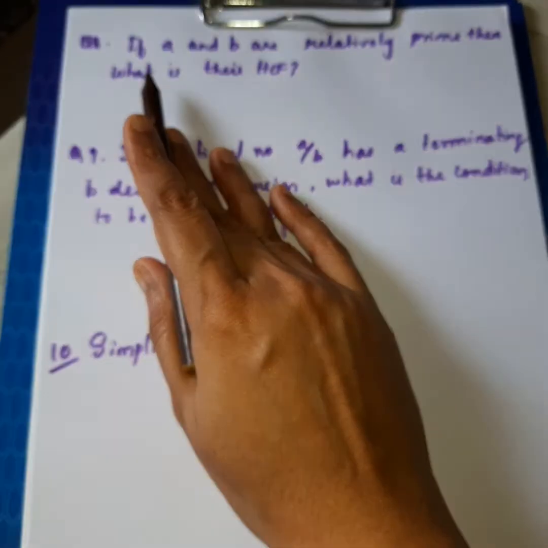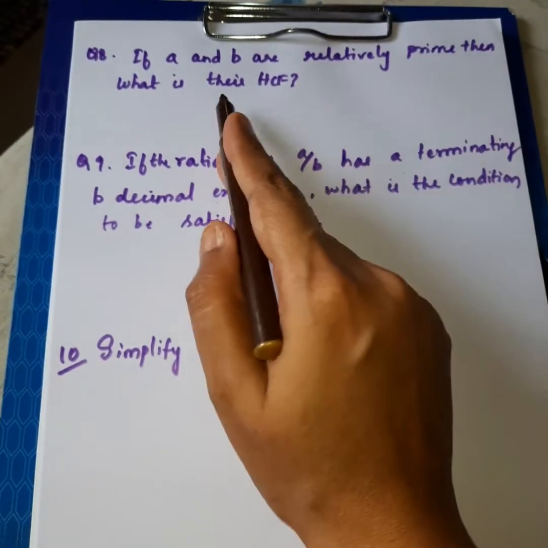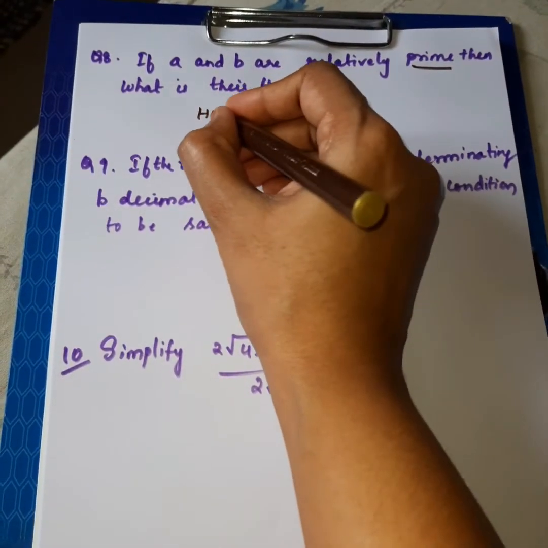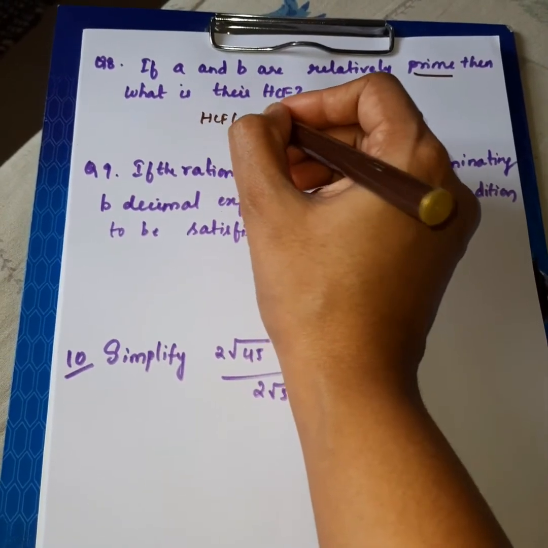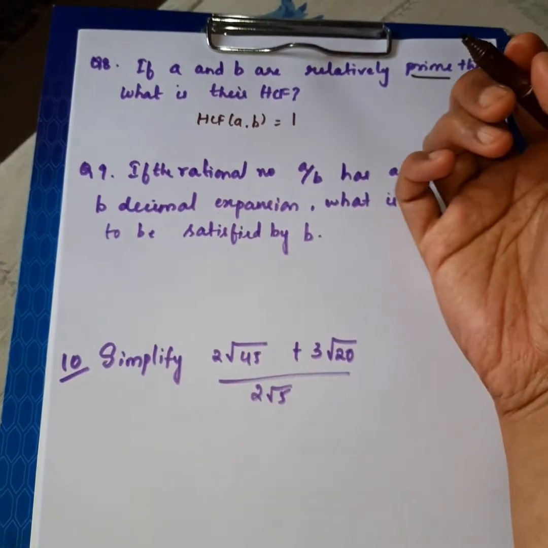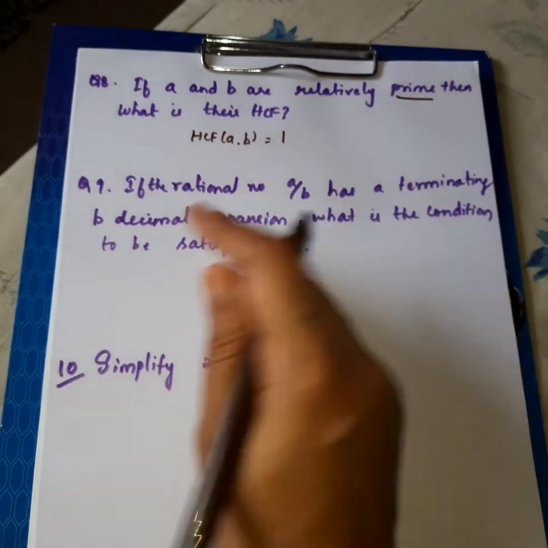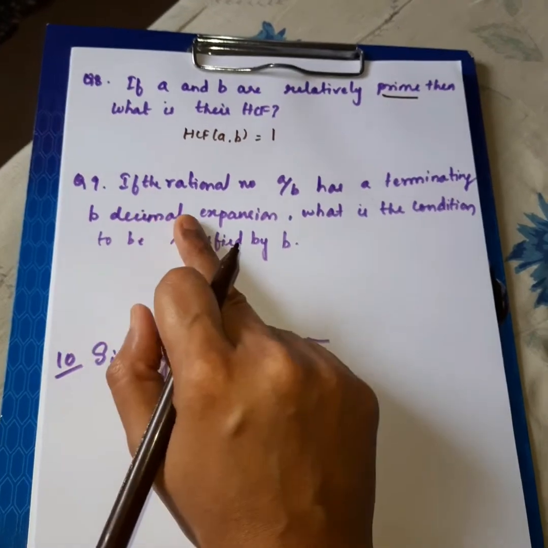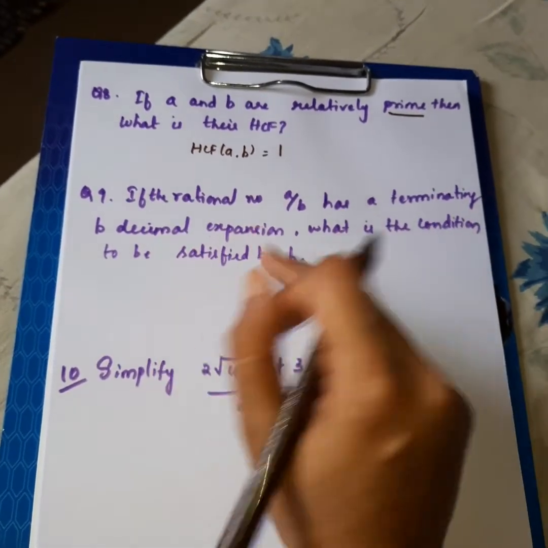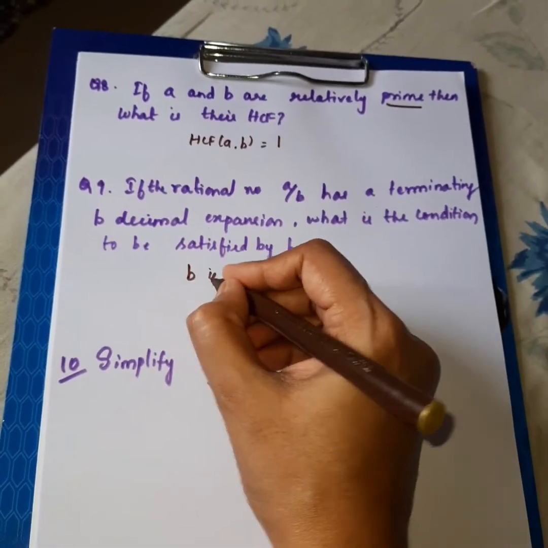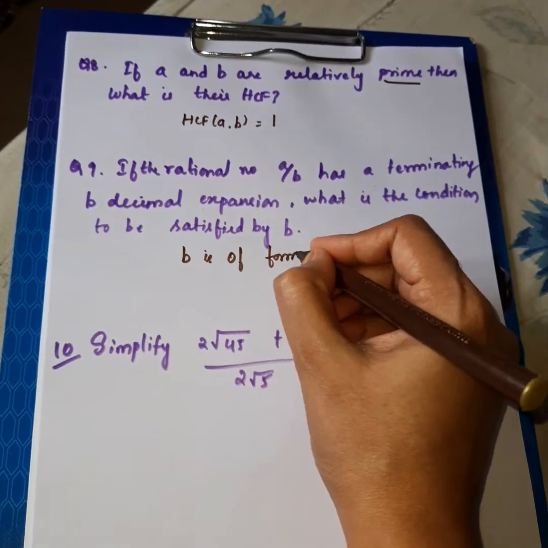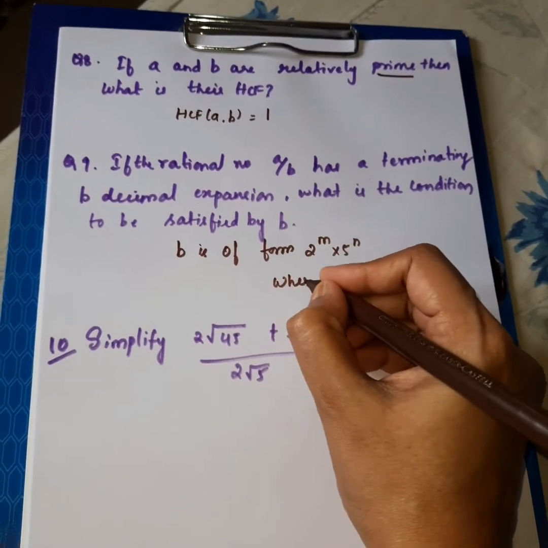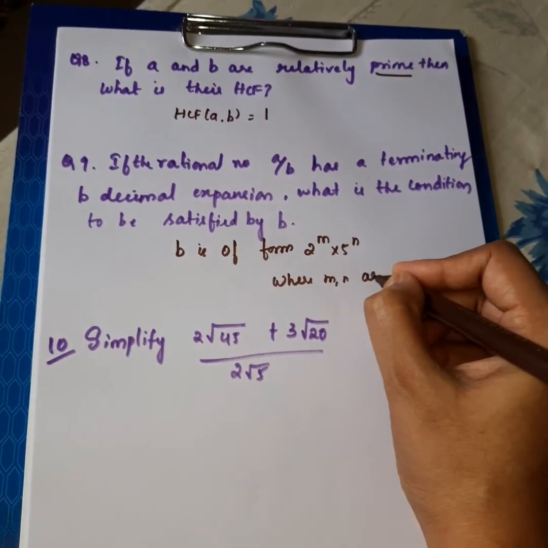Next question 8. If a and b are relatively prime, then what is their HCF? This we have already seen with prime numbers. Only 1 is common among them, as they are divisible only by themselves and 1. If a rational number a by b has a terminating decimal expansion, what is the condition to be satisfied by b? This we have seen in the previous exercise. So b is of the form 2 to the power of m into 5 to the power of n, where both m and n are non-negative integers.